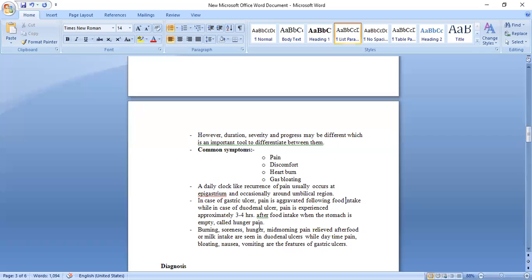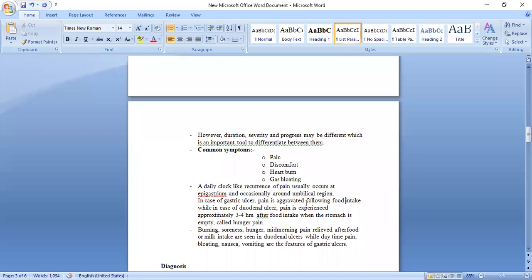Hunger pain is observed in the duodenal ulcer. But in the gastric ulcer, the stomach ulcer, the pain is aggravated when you have food. At the time when the food is present in the stomach, that time the pain is there. And in the duodenal, exactly opposite. When 3-4 hours have passed after your food, you feel hungry again, and due to that the pain is there.